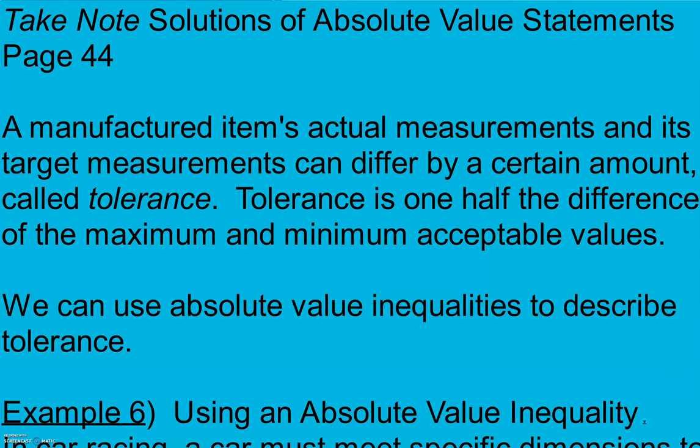A manufactured item's actual measurements and its target measurements can differ by a certain amount called tolerance in order for it to still be accepted. Anything more than that, and the part has to be fixed or whatever it happens to be can't be used. But if it's within a certain amount called tolerance, it's a little bit of a give, because not everything can be exactly that amount. Tolerance is half the difference of the maximum and minimum accepted values. We can use absolute value inequalities to describe this tolerance.